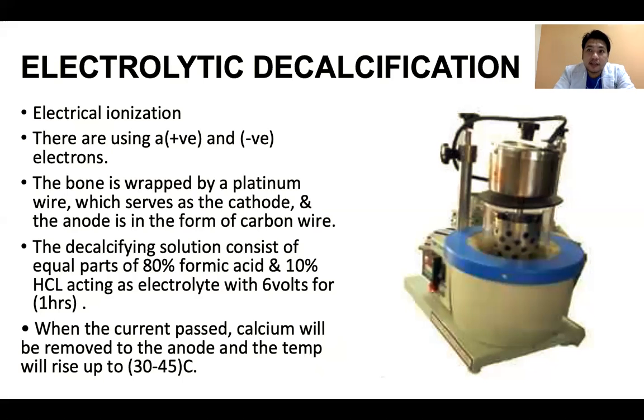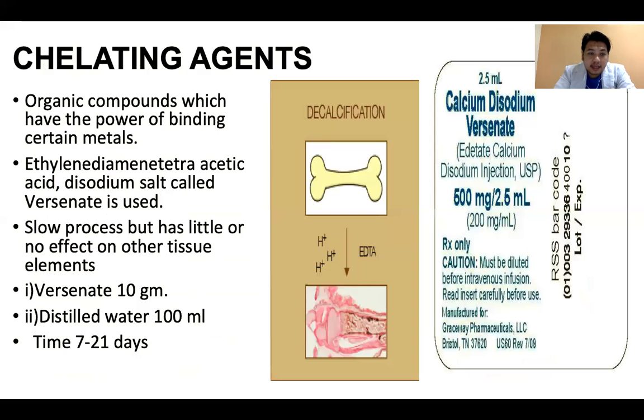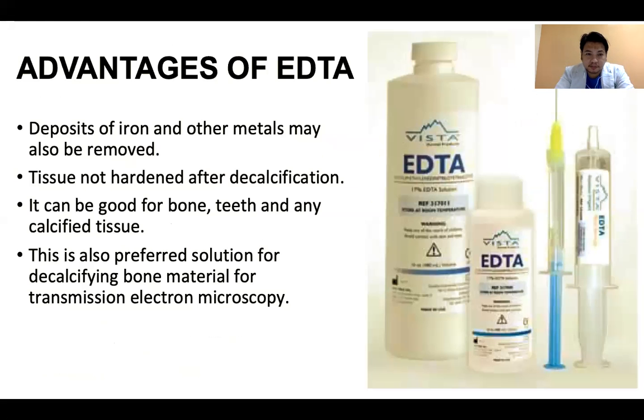Ion exchange resin replaces the calcium ion with hydrogen ion. For electrolytic decalcification naman, class, terminating calcium ions using electricity. And chelating agents naman, class, bind with calcium, causing softening or malleability sa ating bones. Okay. Yun yung mga actions ng ating decalcification process.